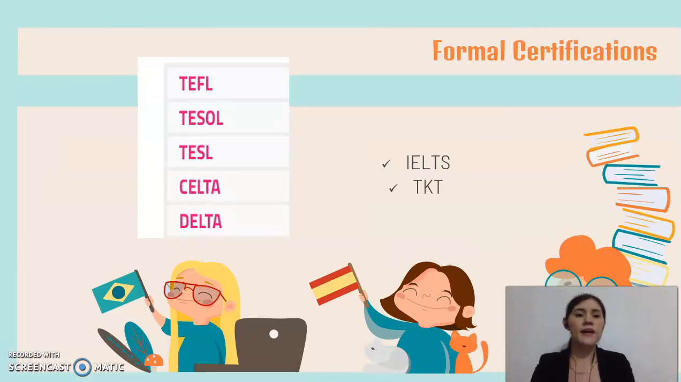And also we have the formal certifications. All of us know about them. We have, for example, TEFL, TESOL, TESL, CELTA, Delta, and IELTS, TKT, for example, the previous one, IELTS.